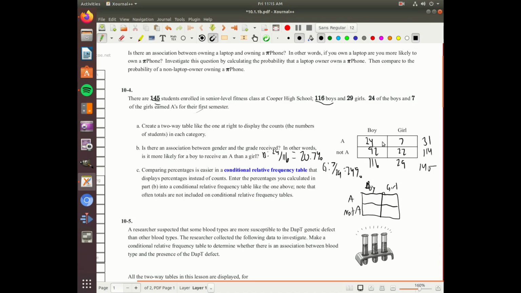Anyways, we're going to divide everything by the total. So we know there's 24 out of 145, so we're going to divide that, and we're going to get 16.5% or 16.6%.